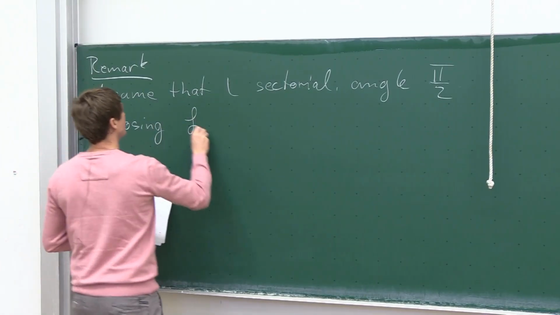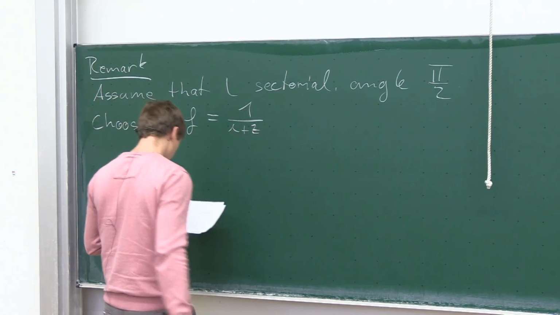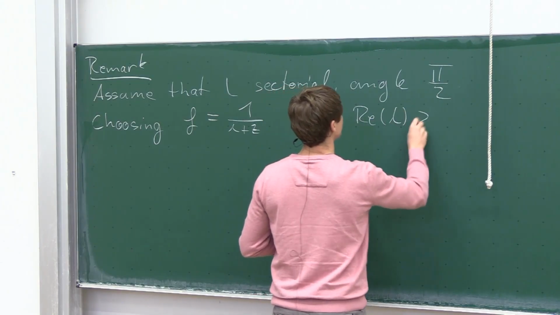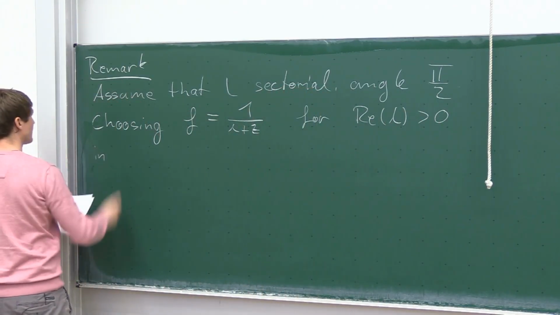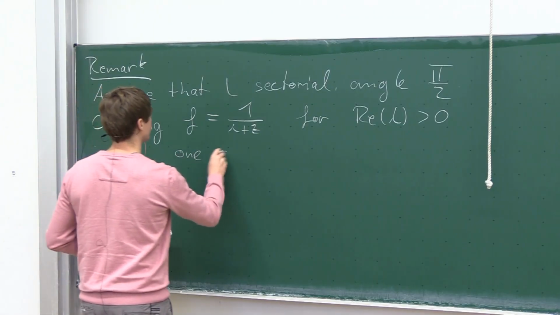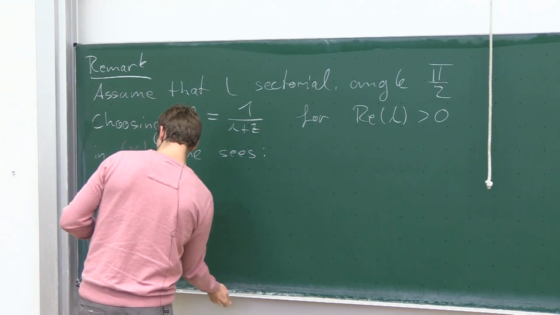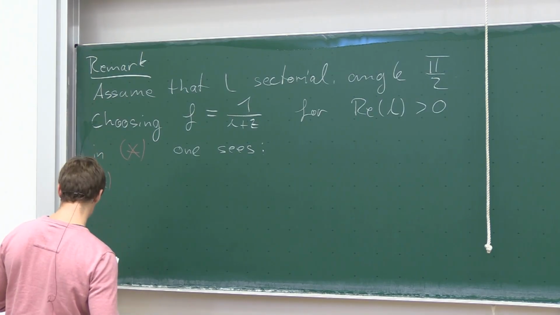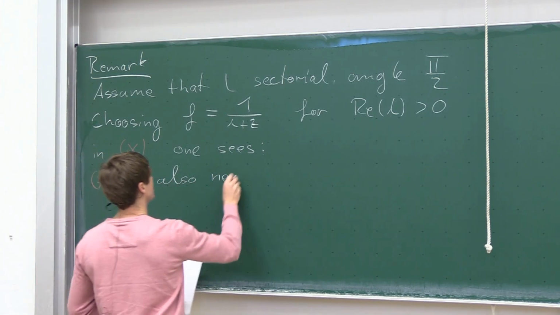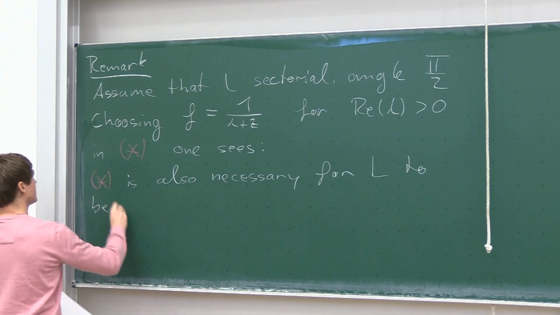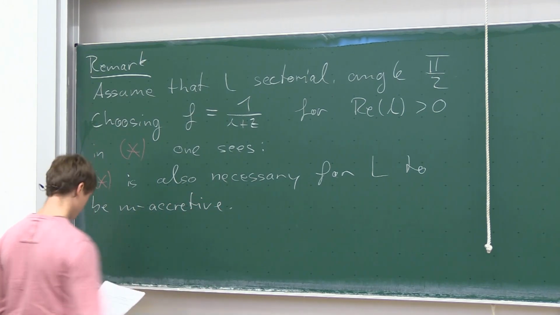Okay, so choosing f as 1 over lambda plus z for some complex number lambda with a real part strictly positive, and we choose this in von Neumann's inequality star, one sees that this inequality is also necessary for L to be m-accretive.